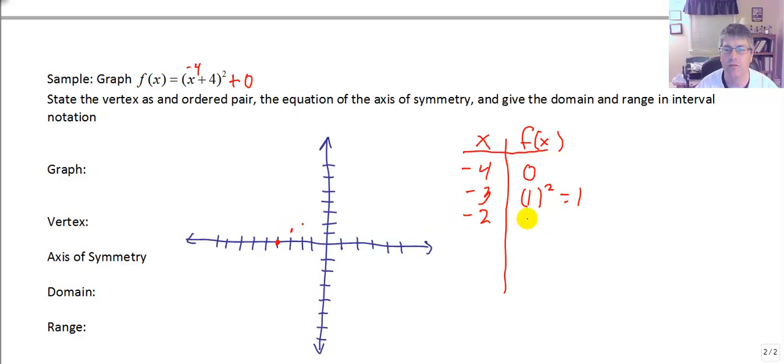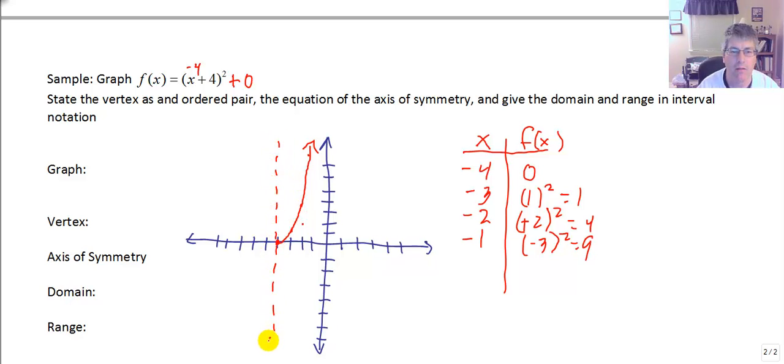When I input -2, -2 plus 4 is +2. 2 squared is 4, I get an output of 4. Which is exactly what I had before. If I input -1, -1 plus 4 is 3 squared, which is 9, which is going to be way up there. So my parabola is going to go like that. So that's Joe. And of course, this is symmetrical. So if I go 1 unit, it's symmetrical about this axis.